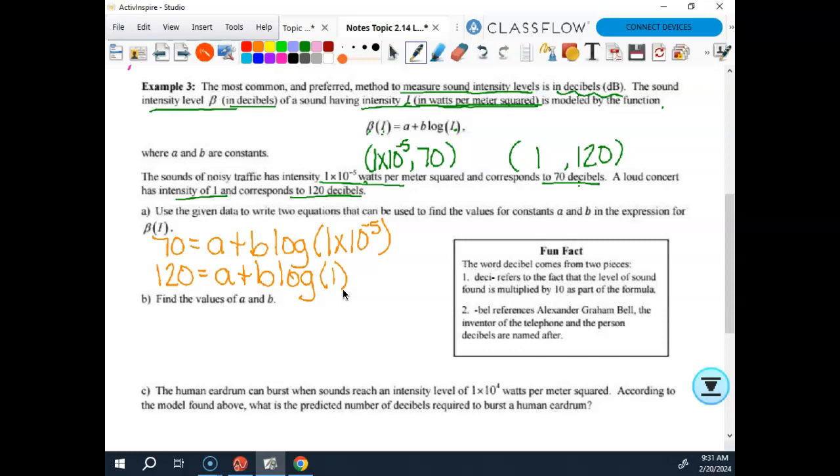Even if your little wheels are already turning and you know how to simplify this, great, we're going to get there. Do not do that in the first step. That is not what they want. They want to see you substituting it in so that you have something to find for A and B. You with me on that?